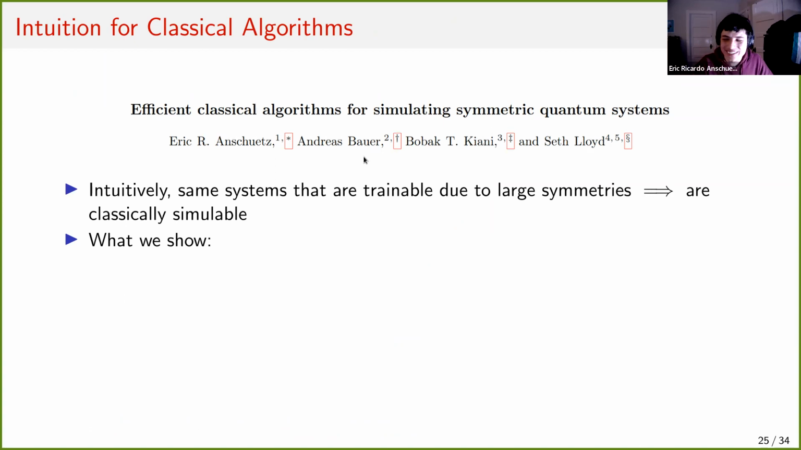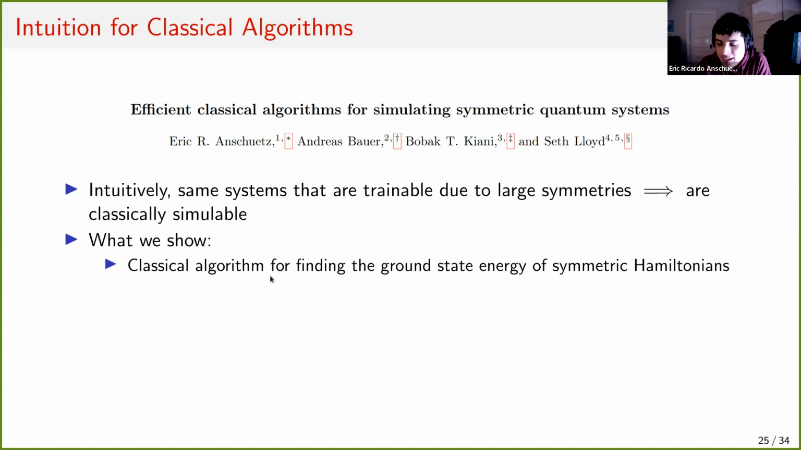Okay, so that brings us to the paper. The paper is very short, actually, and in my biased opinion a very nice short read. It's essentially just taking this intuition and making things formal. Intuitively, these same systems that have very large symmetries, and are therefore trainable because they have not so large degrees of freedom, are classically simulable. That is essentially the main thrust of our work.